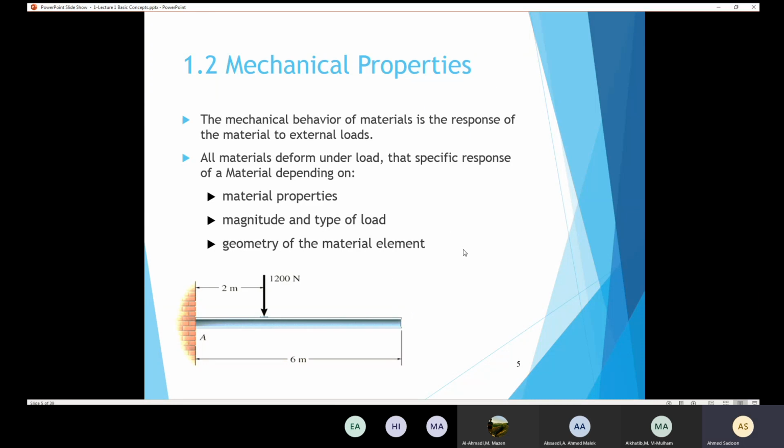So the response of the material depends on 3 factors: the material properties, whether that material is steel or concrete or wood; the magnitude and the type of the load. For example, here I have a concentrated load. It could be a normally distributed load. Then the response is going to change accordingly. And also the geometry of the material element. Here I have a cantilever. It could be a simply supported beam, and the behavior is going to be different. To know that, for example, draw the shear and the bending diagram for the cantilever, and draw the shear and the bending diagram for the simply supported beam. You are going to see different shear and moment diagrams.